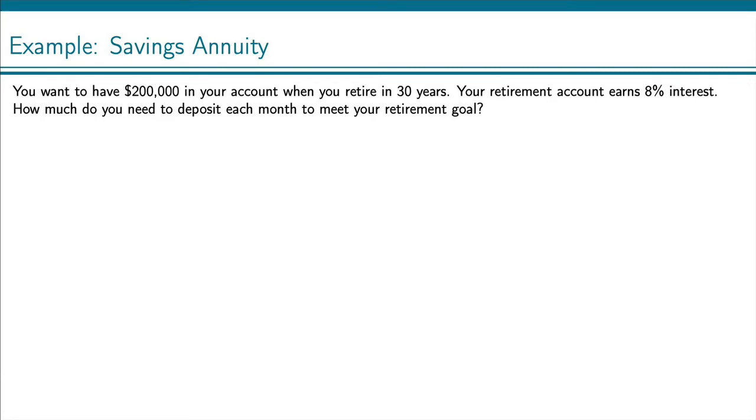Want to have $200,000 in your account when you retire in 30 years. Your retirement account earns 8% interest. How much do you need to deposit each month to meet your retirement goal?